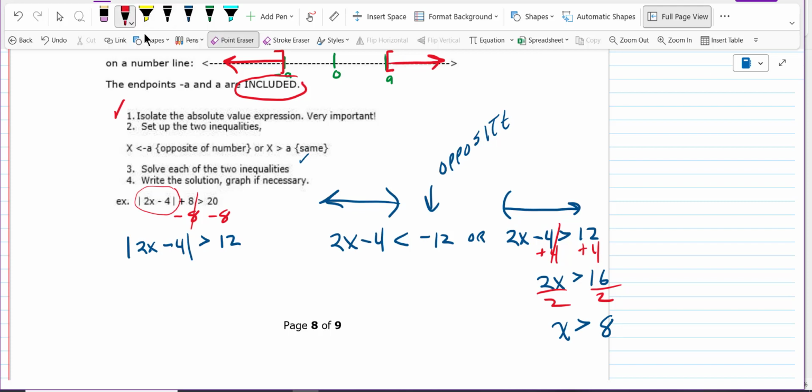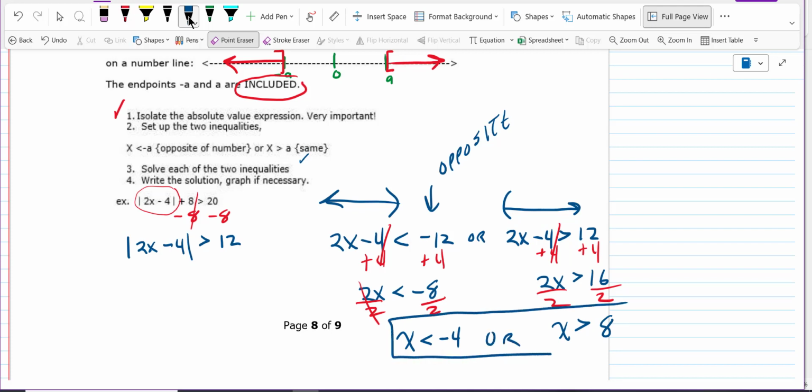Same thing over here, undo the subtraction of 4 by adding 4. That's going to leave 2x less than negative 8. Undo the multiplication of 2 by dividing. That's going to leave x is less than negative 4. So that's your solution to your problem right there.